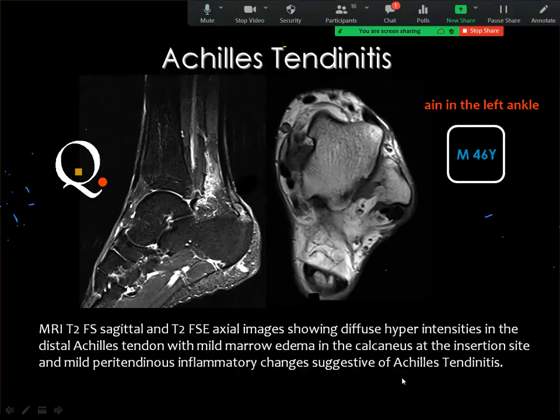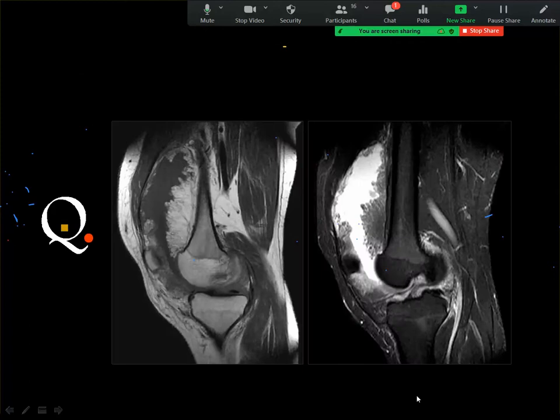You diagnose Achilles tendonitis or tendinosis by abnormal signal and sometimes increased caliber of the tendon, but the tendon remains intact. The next case is MRI of the knee, sagittal T1 and the sagittal STIR.